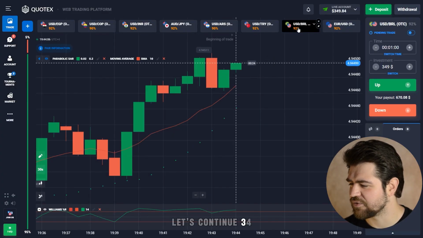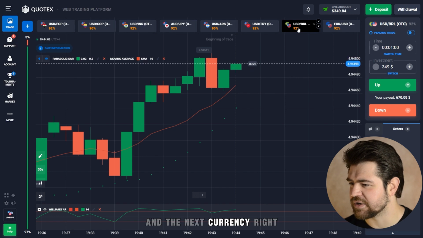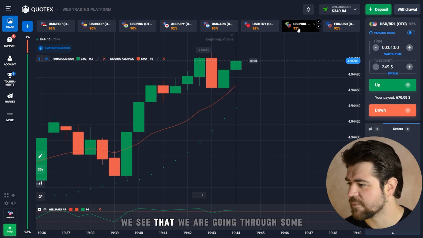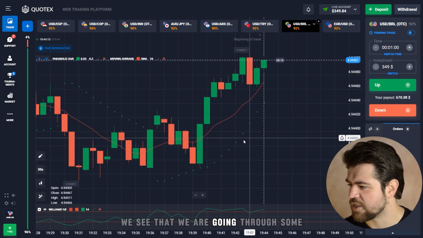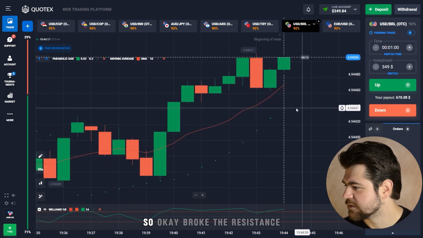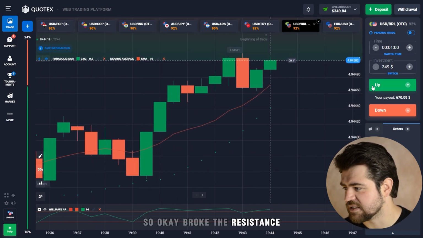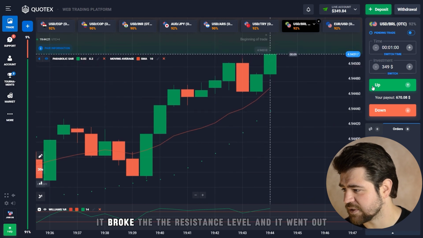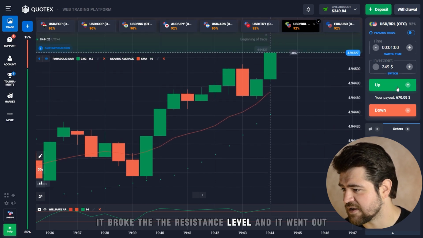Well, let's continue. 349 and the next currency. Right, we see that we are going through some, okay, it broke the resistance. Basically, it broke the resistance level and it went up.